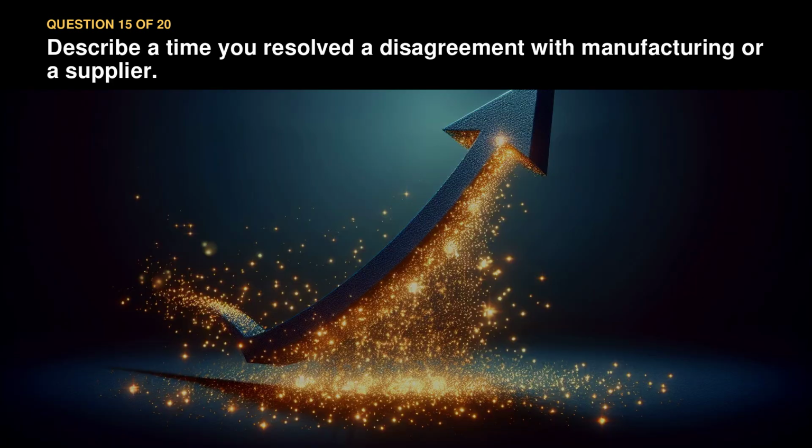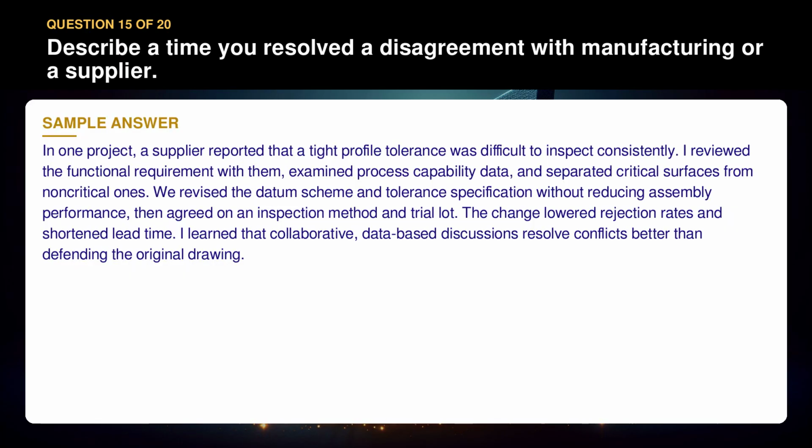Question 15. Describe a time you resolved a disagreement with manufacturing or a supplier. In one project, a supplier reported that a tight profile tolerance was difficult to inspect consistently.